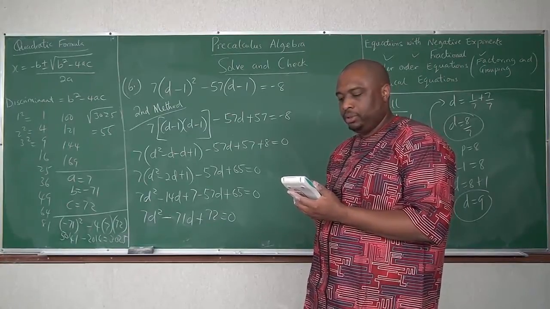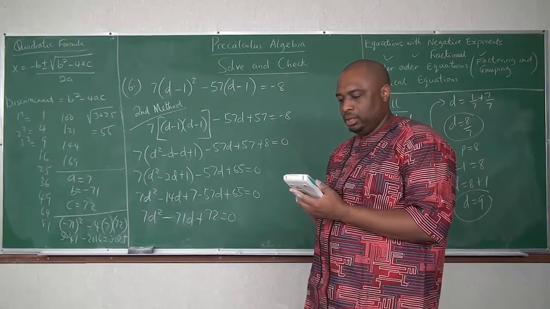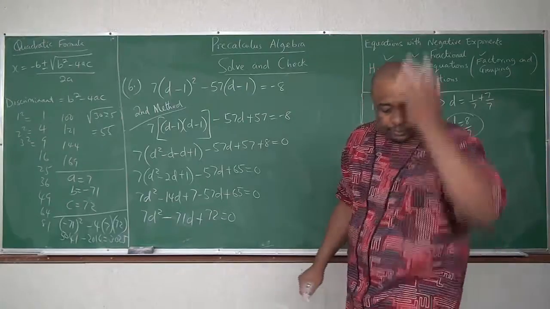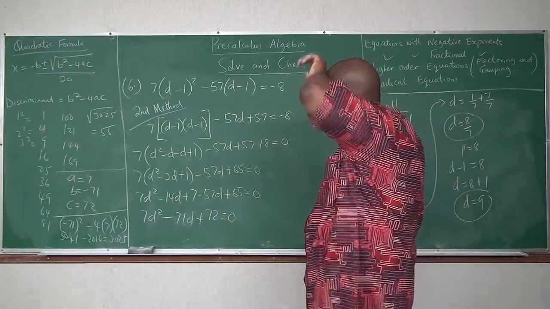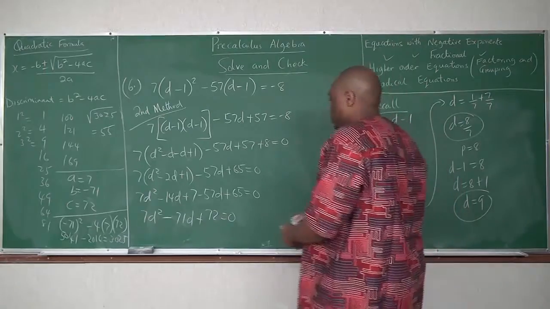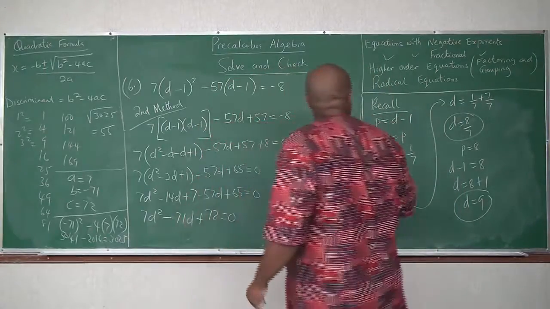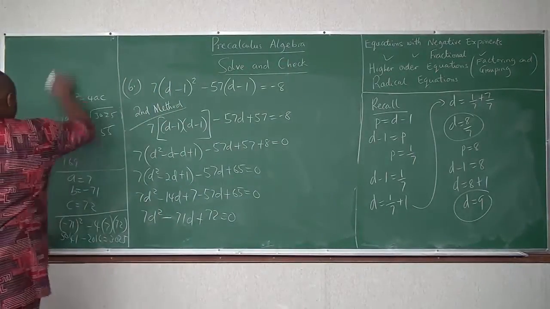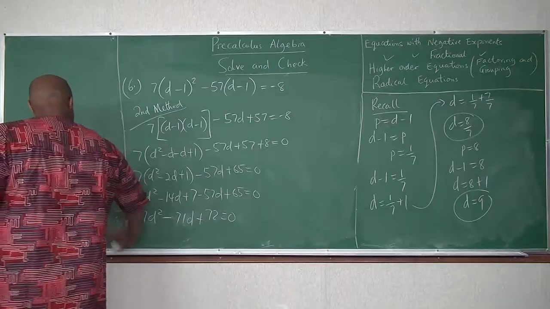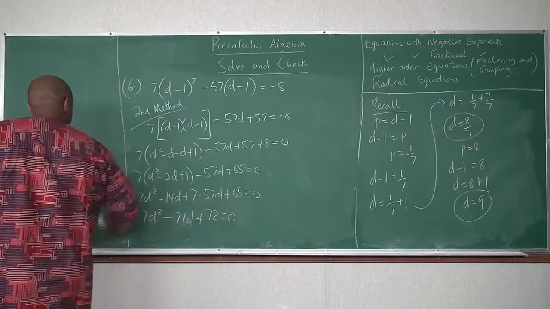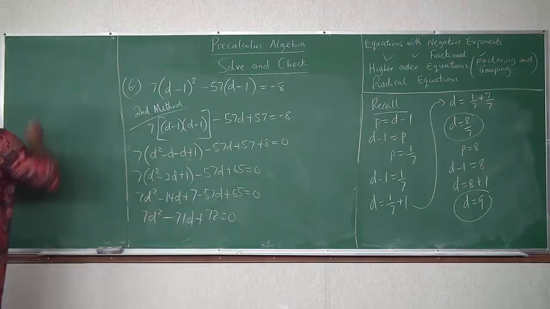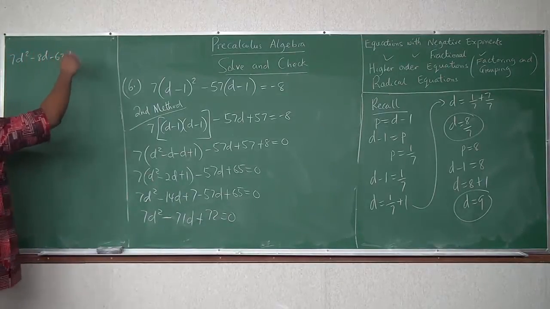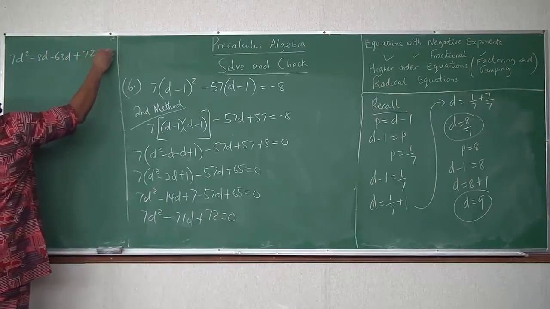Okay, so let me come closer. 8 and 63. There you go. 8 and 63 will work. Minus 8, minus 63. Okay, so let's finish this up, folks. So we now have 7b squared minus 8b minus 63b plus 72 equal to 0.